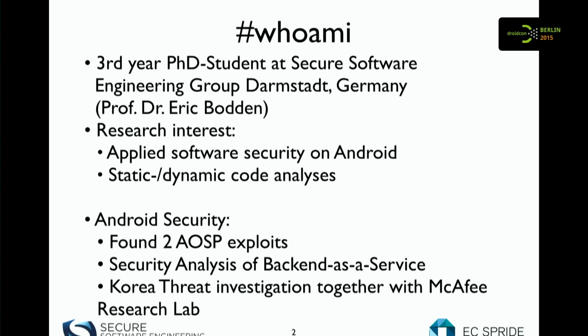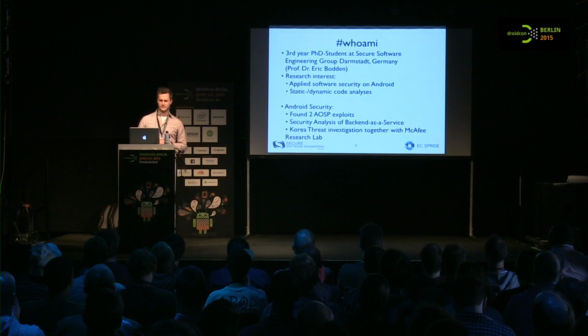A few words about the stuff we did so far. We found 2 AOSP exploits. So this means vulnerabilities in the AOSP which got reported to the Android security team. One got fixed in 4.4, I guess, and the other one is unfortunately not fixed yet. But it will hopefully be fixed soon in one of the next releases.